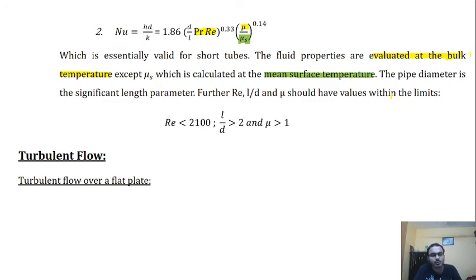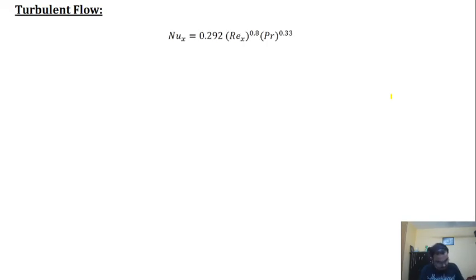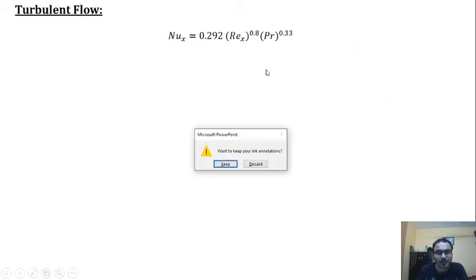First is turbulent flow over a flat plate. The general equations giving the local heat transfer coefficient for turbulent flow when the Reynolds number is greater than 5 into 10 raised to 5 past the flat plate are given by this formula. Nux, that is local Nusselt number, is given by this formula. The next, this is also another formula that you can apply.